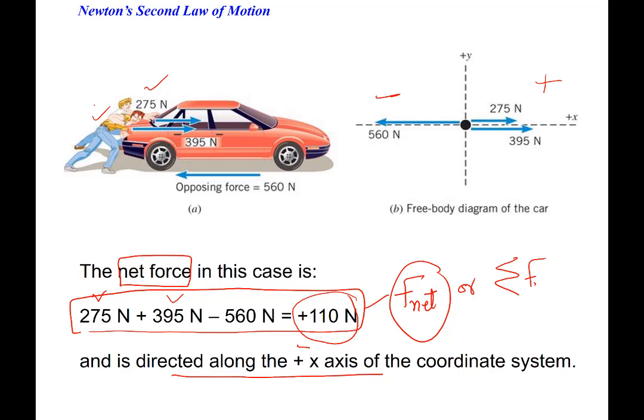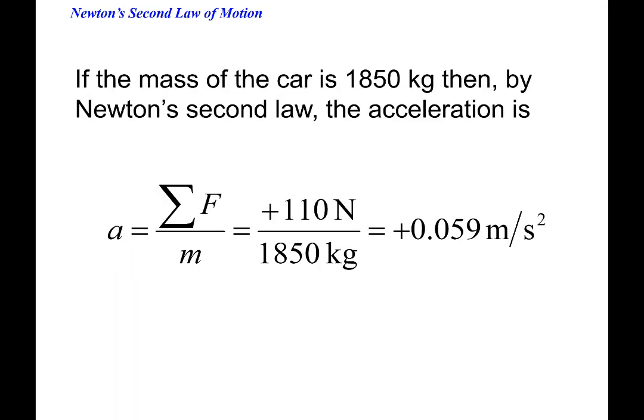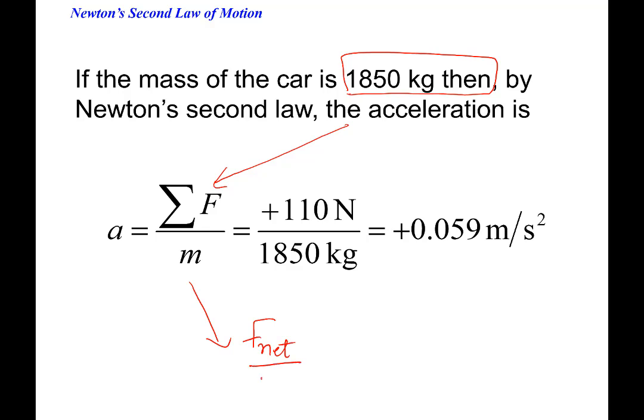And if we know the mass of this object, we can also find the acceleration. So if the mass of the car is 1,850 kgs, then with the help of Newton's second law, I can find the acceleration. See that he has written summation of F. You can also write this as F net. They mean the same thing. Some books show F net, some books show summation. It really doesn't matter as long as you know we are finding the net force, which is the sum of all the forces. So you had already calculated this before.